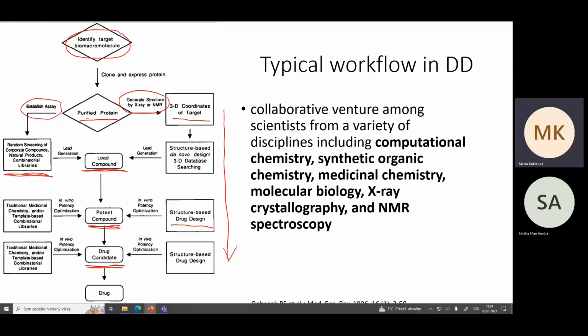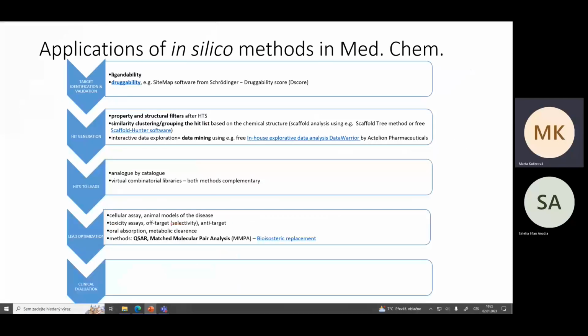On the right side of the slide, it is described who else is involved in the drug design process. It starts with computational chemists, a synthetic chemist, a medicinal chemist. We also need the molecular biologist. We need the crystallography and NMR specialists. So it is a huge collaboration, coordination of all these disciplines.